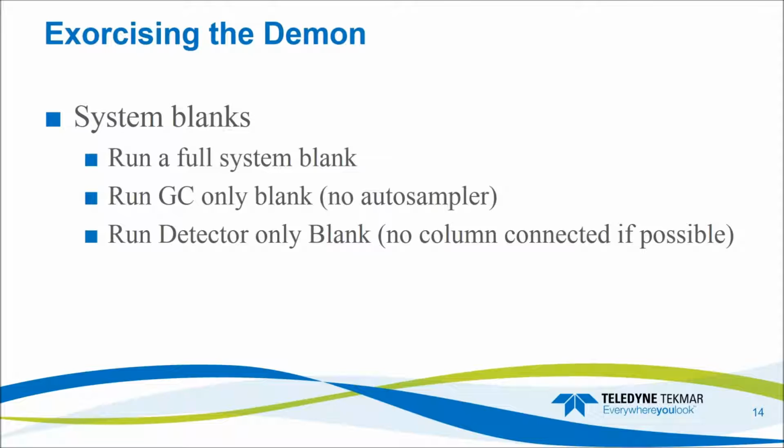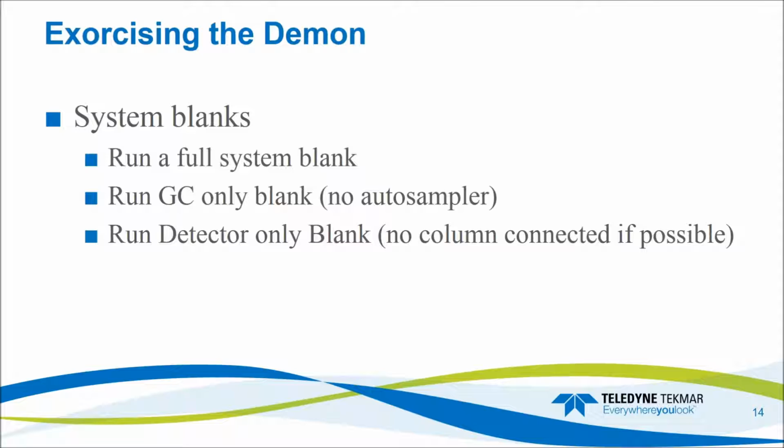Okay, so if we've ruled out method parameters and we've ruled out any of the particular consumables and things that are shared with other systems that don't have issues, we want to start by running some system blanks. So first run a full system blank. That's with your autosampler, everything attached and in play, and then run a GC only blank. So remove the autosampler from the picture, rerun, and then lastly, look at the detector only if possible. And then compare those results.